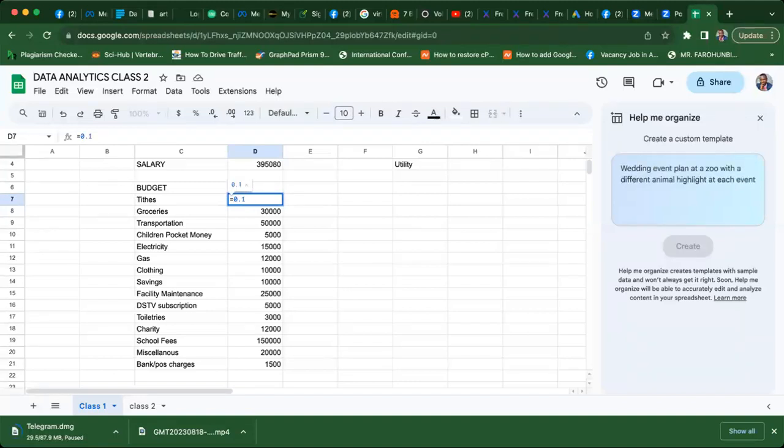0.1 multiply, is your star, that's shift 8, multiply by the salary, which is in D4, multiply by D4. Did you see it? So, and the value is 39,508. You press enter key. It's going to do it for you. Did you see it? I hope you all got it. Yes, that's how to do that.